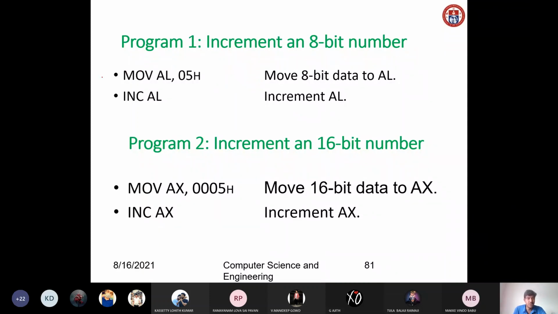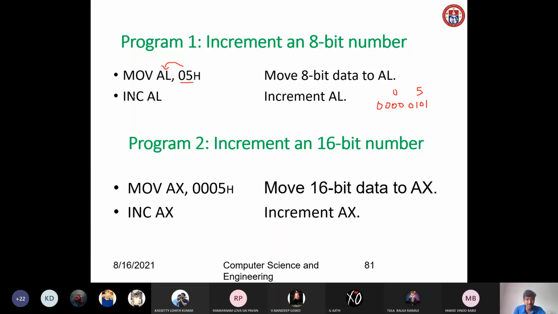These are the two instructions. In the first instruction, I'm moving 05, an 8-bit data, into AL. AL is the 8-bit accumulator lower byte register. So MOV AL, 05. 05 in binary is 0000 0101. Now the value of AL is 05.